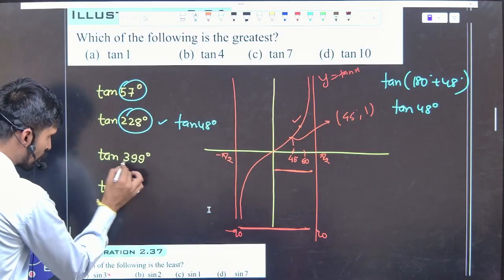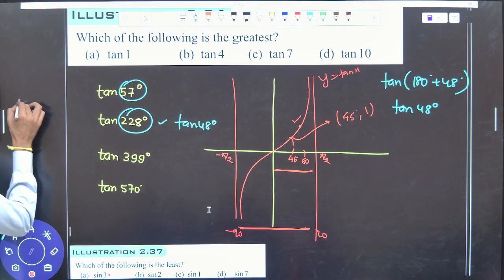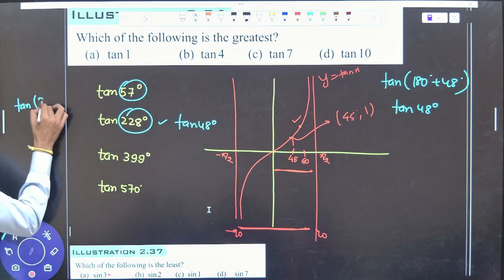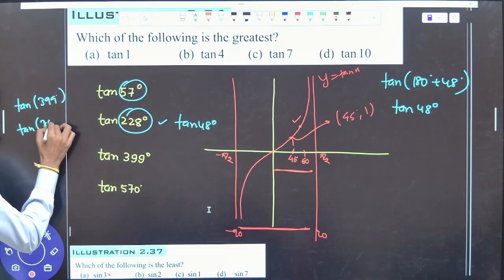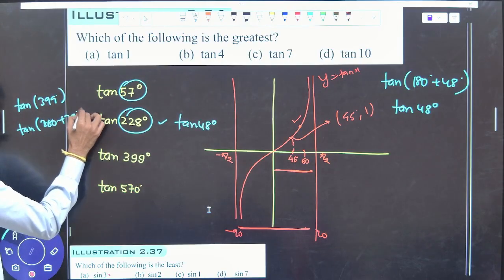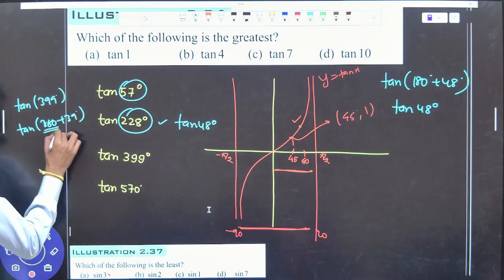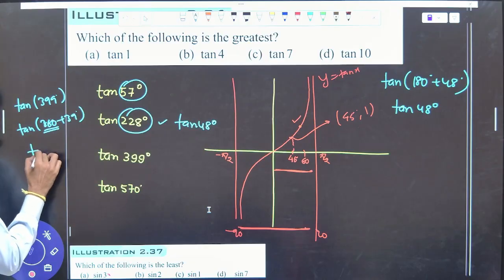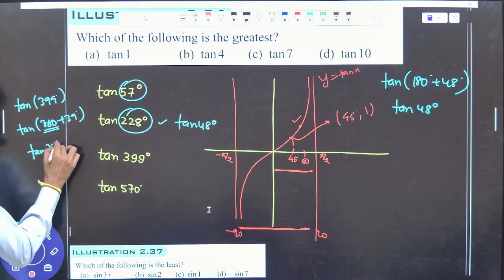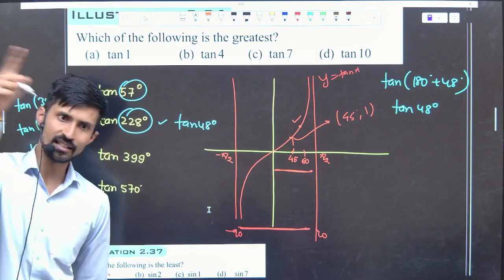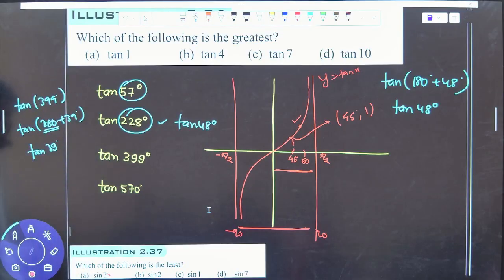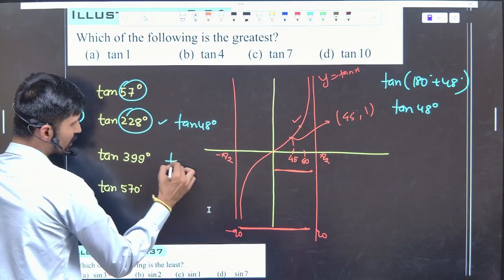Now I have to work on this 399. What can we write? Tan 399, how can we write it as tan of 360 plus 39? That will be tan 39 degree only. You remember now? This is one rotation. After one rotation, it again comes to the same place. So this is our tan.